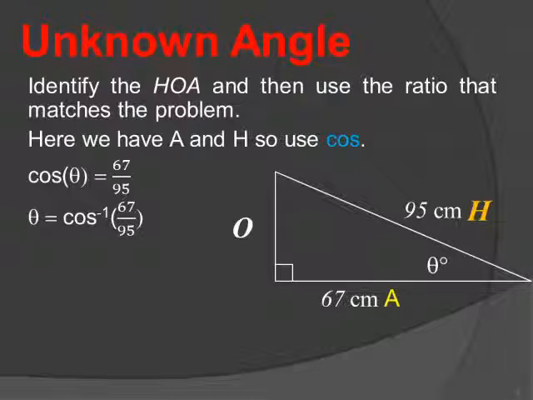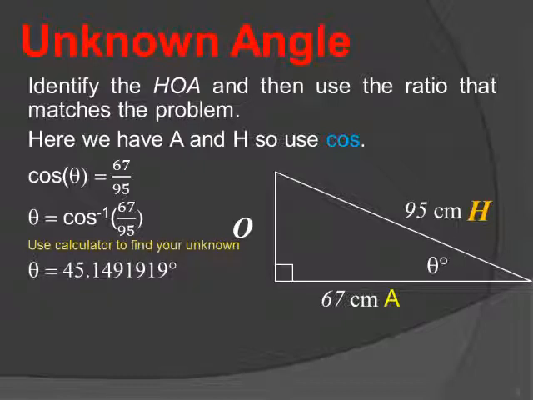Now you find cos to the minus 1 by pressing shift on your calculator and then the cos button. Then you put the fraction button in, 67 over 95, close the bracket off, put equals. Use the calculator, and we find that theta in this case comes to 45.1491919 degrees. Use the degrees, minutes, seconds button, converts it to 45 degrees, 8 minutes, 57.09 seconds. We're going to round this to the nearest minute, so we get 45 degrees and 9 minutes, because the 57 it's almost at the 9 anyway.